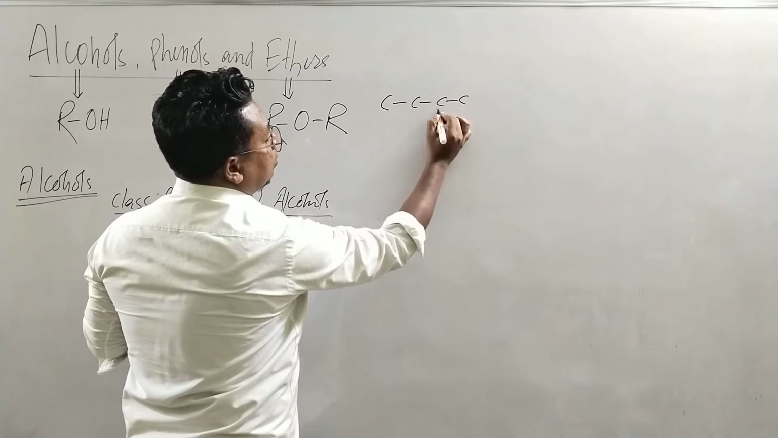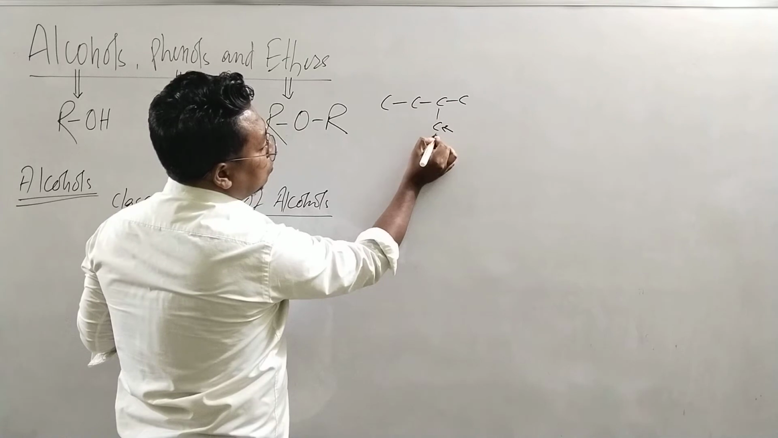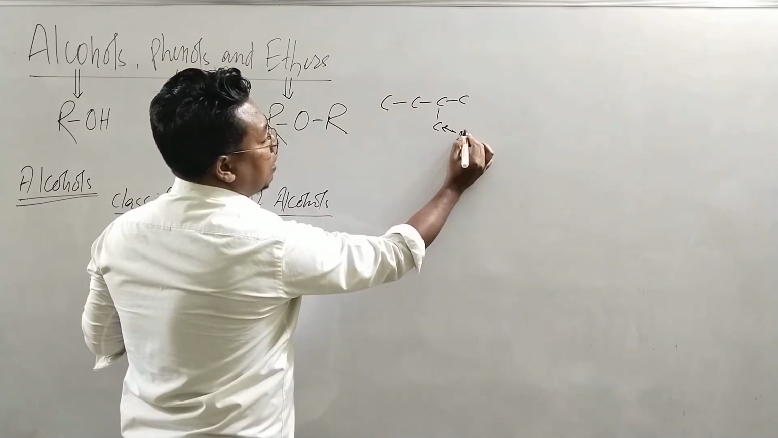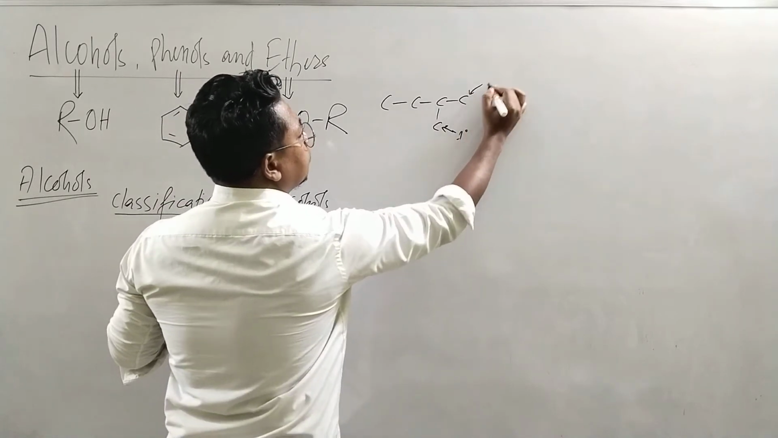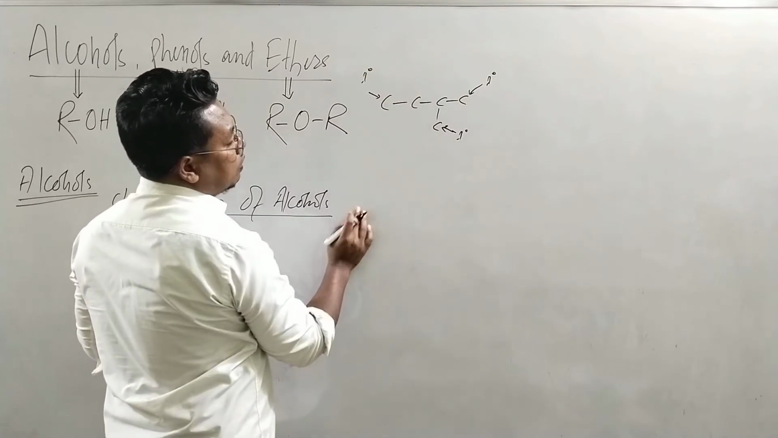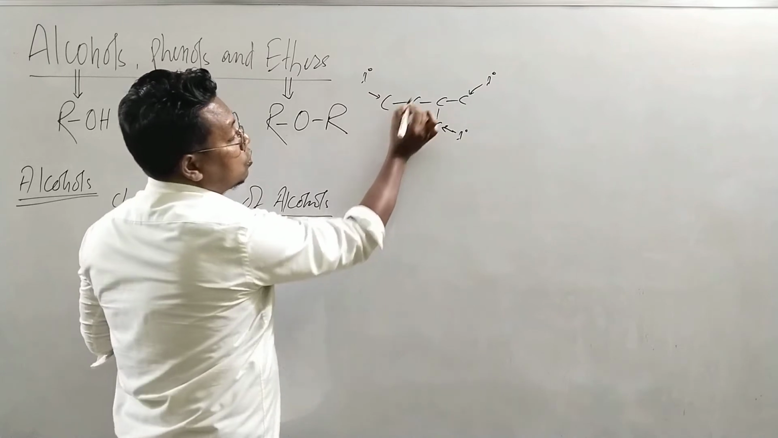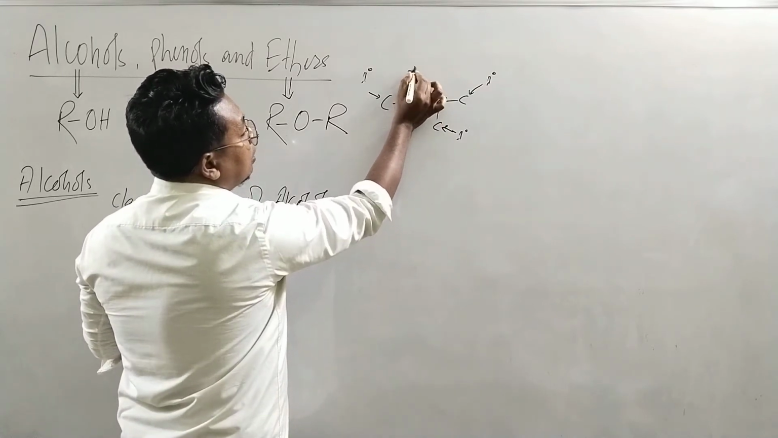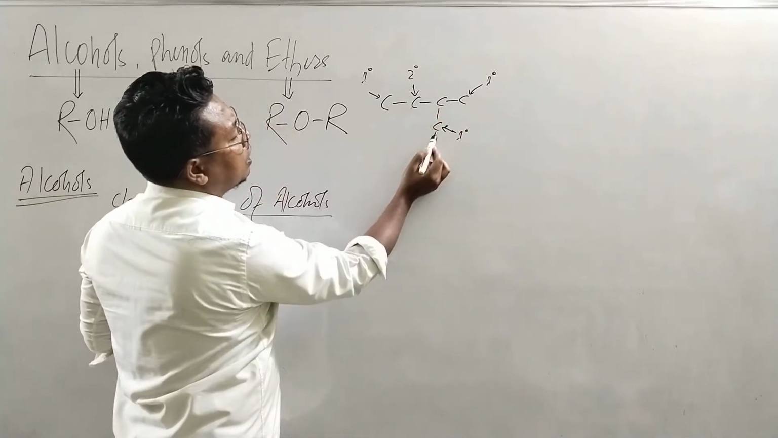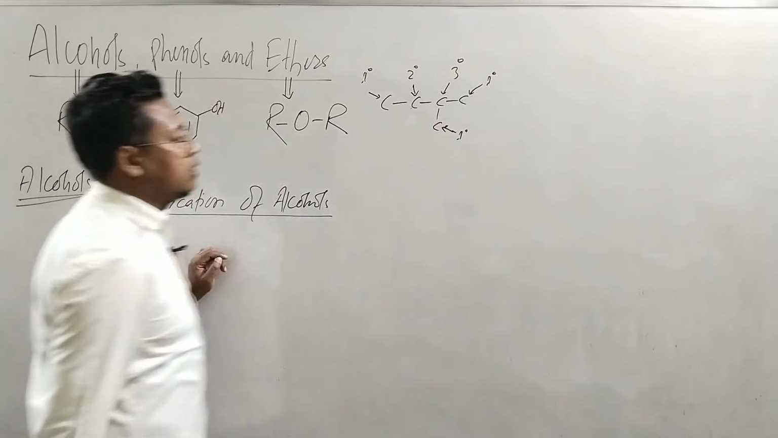For example, like this. This carbon atom is attached to a single carbon atom. Such carbon atoms are called primary carbon atom. This is primary carbon atom. This is also primary carbon atom. This carbon atom is attached to how many carbon atoms? 2. So such carbon atoms are called secondary carbon atoms. And this carbon atom is attached to 3 carbon atoms. Therefore such carbon atoms are called tertiary carbon atoms.